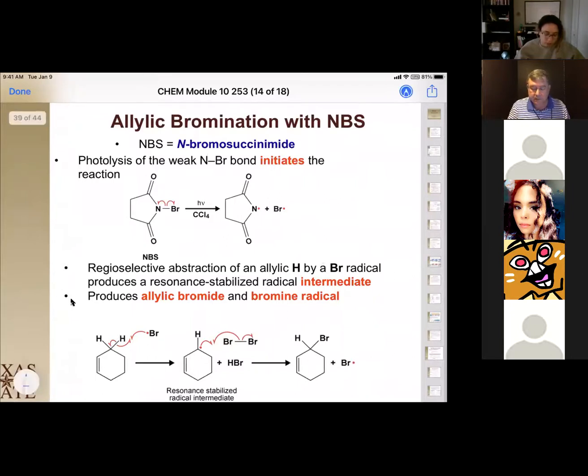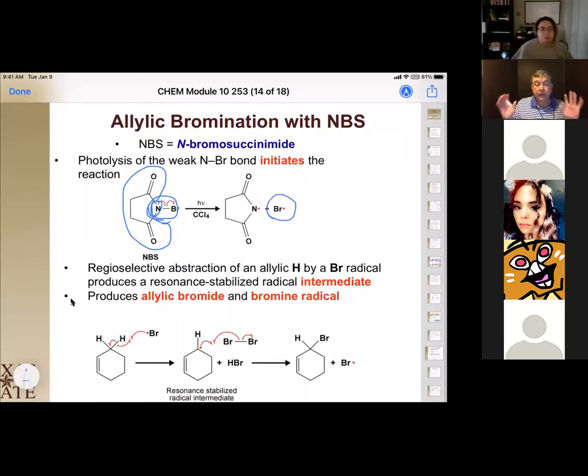So succinimide is this dicarboxylic acid right here with a nitrogen here. And we actually have a nice weak nitrogen-bromine bond. Okay, so you can use heat or light to generate a small amount of that bromine radical, which is regioselective to react with the allylic hydrogen. Notice it doesn't add across the double bond like the bromine in the previous reaction. We only get bromine adding allylic, so one carbon over from the double bond, and it's very selective about doing this. And the whole point is we are not having bromine itself sit around there.